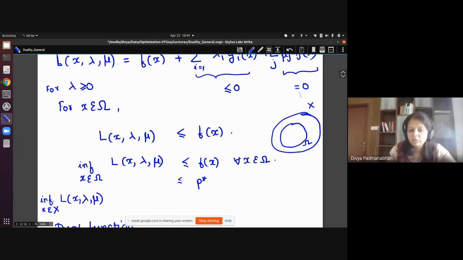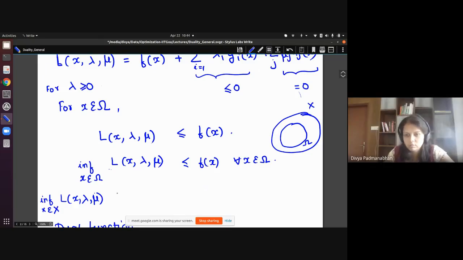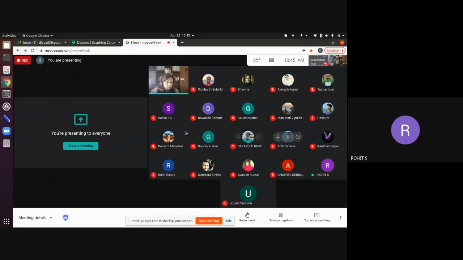So what can I say about the relation between this term and this term? We will achieve optimum at the same time. So you mean to say these are going to be equal? Not sure.